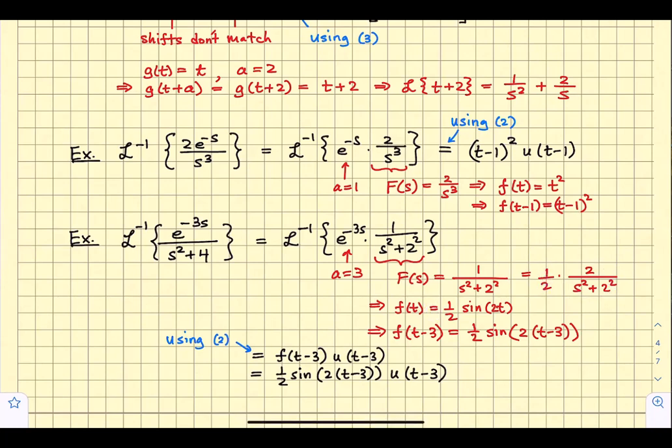And now to finish it off using equation 2, I need to find my shifted little f, so f of t minus a. So that's 1/2 sine of 2 times t minus 3, and the parentheses are very important. So using equation 2, we get f of t minus a times u of t minus a. We just found what my f of t minus a was, and this is u of t minus a. So this is the inverse Laplace transform that we were after.